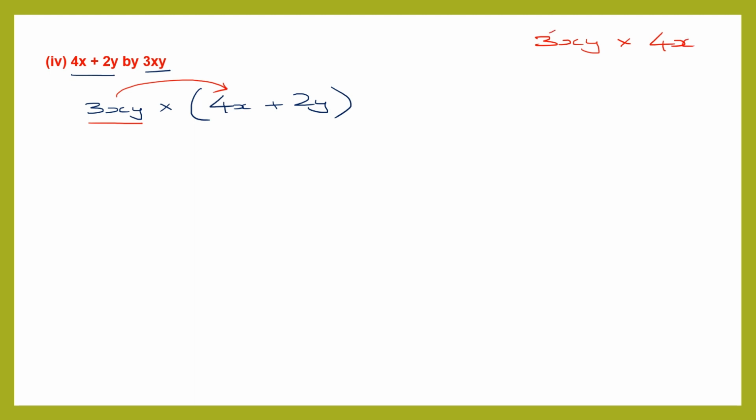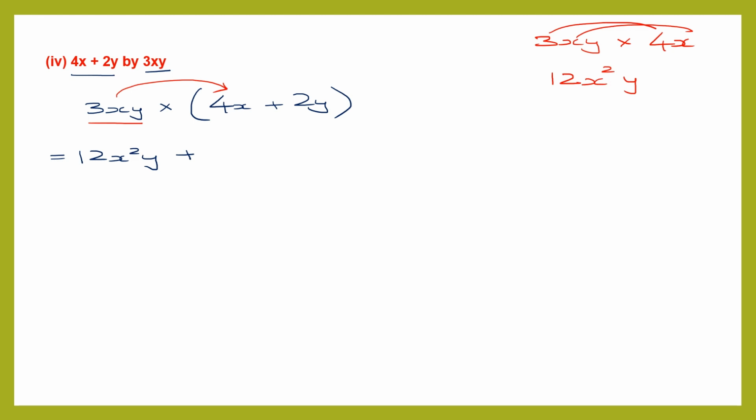Question 4, our polynomial is 4x plus 2y. We're multiplying by 3xy. So let's write that, 3xy into, write the polynomial within brackets, 4x plus 2y. Now let's multiply 3xy into 4x. So multiply the numbers. 3 4s are 12. There is 1x here and 1x there. So x into x is x square and then we have y. So what do we have now? We have 12x square y.